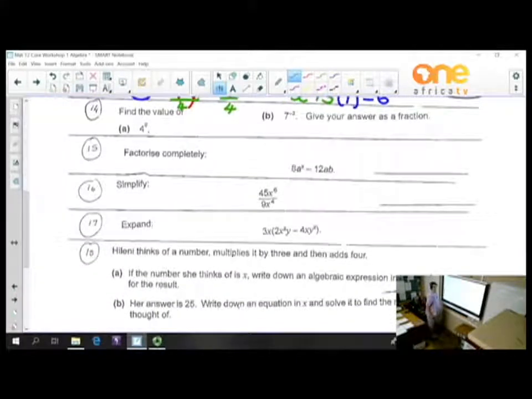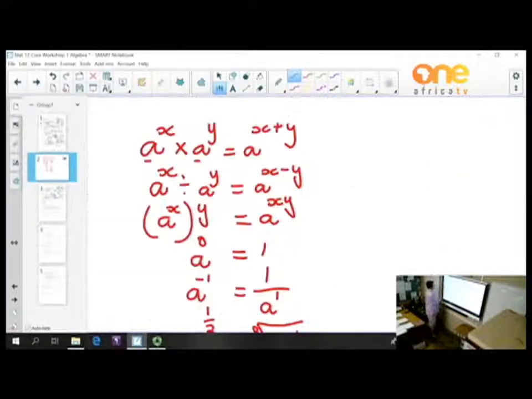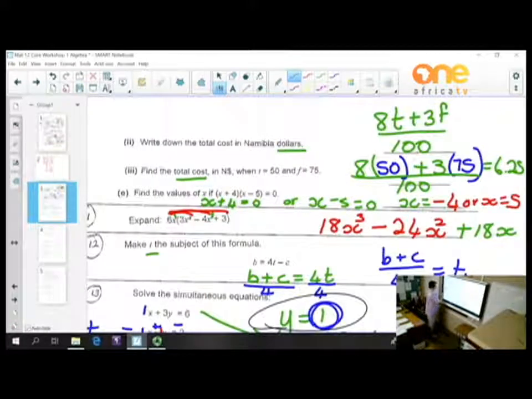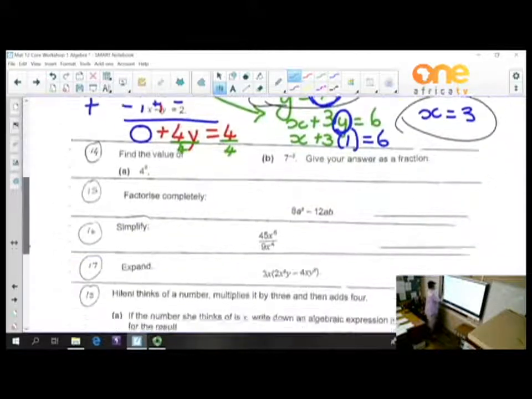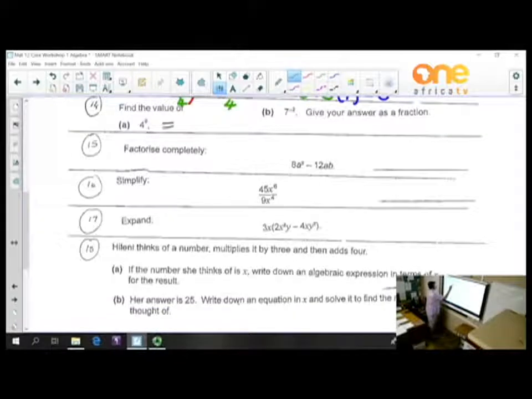Question 14. Now, we've looked at this one now. It was the Indices Laws that we've looked at just now. We can just go back there. Anything to the power of 0 is 1. So it means this one's answer is going to be 1.